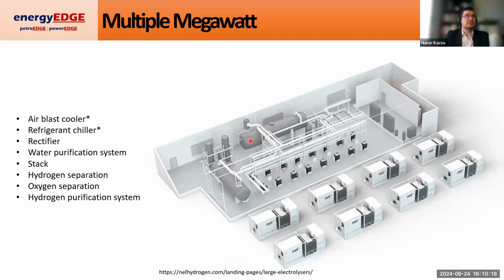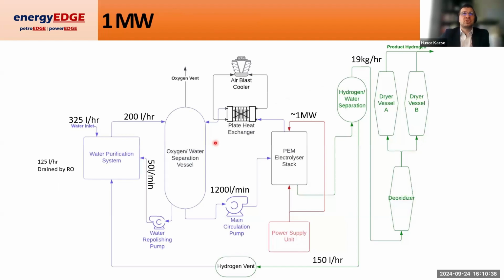And we've got the hydrogen purification system, which is going to be a temperature swing desiccant dryer, which is located over here. So let's look at a typical PFD of an electrolyzer. This is pretty typical for a 1 megawatt system. So we've got the stack over here.